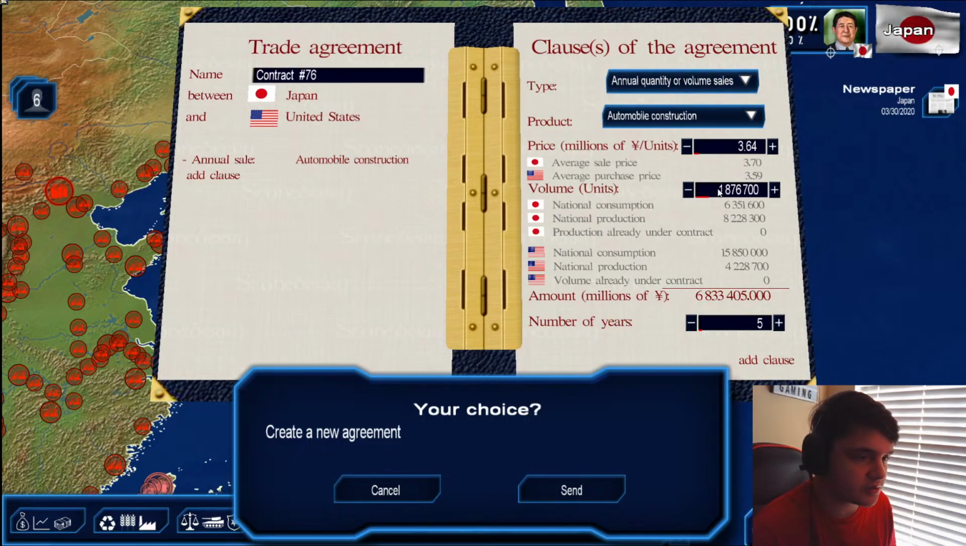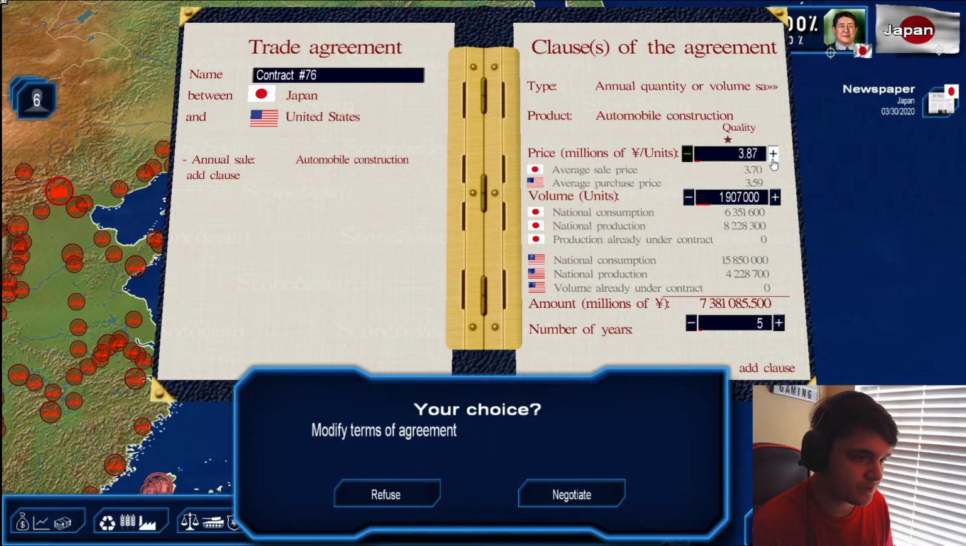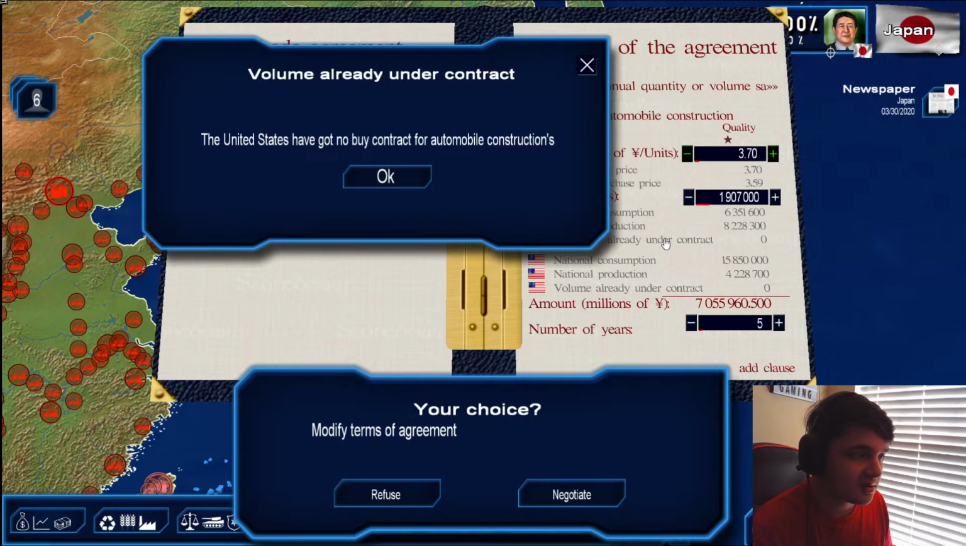Let's do automobile construction. And it's gonna be, I believe, around here. So that's gonna be about $68 billion. See what we can get. 4.03, 3.84, 3.84, 75, $71 billion, 3.6, 75s. Let's do 3.7. Can we do that?